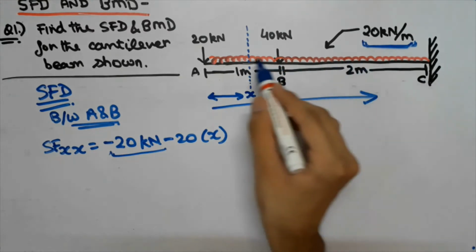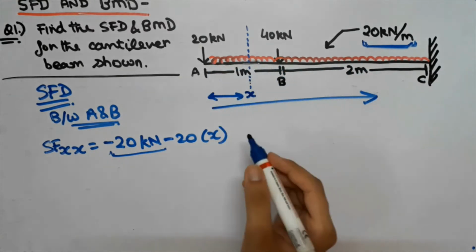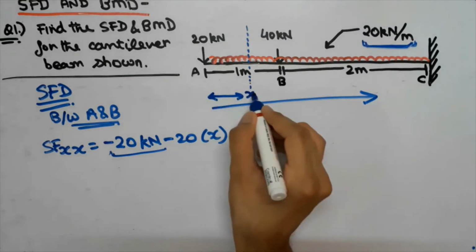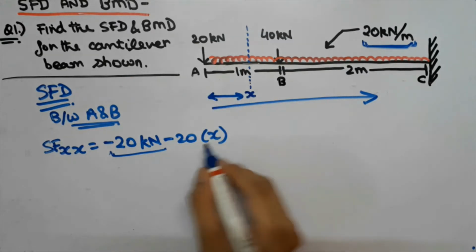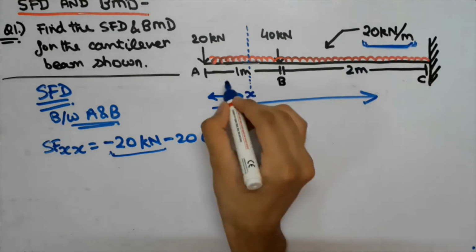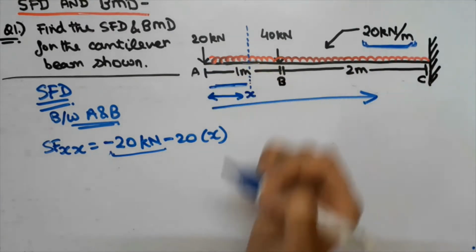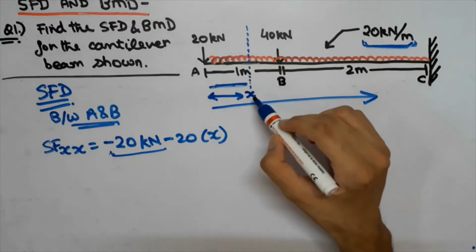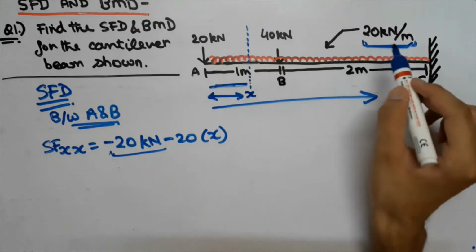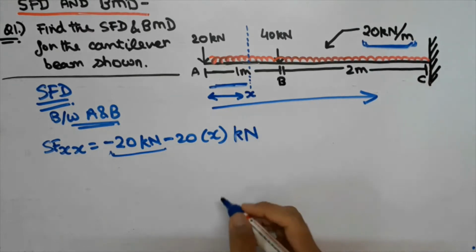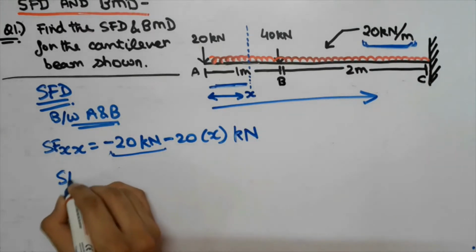That is, for now we are considering only A and B part, and in A and B part also we are considering only this part, that is till x. That is why we have multiplied this force by x, because we are considering this distance first, that is only this part of the UDL. And as we know x is in meters, so when we multiply x by 20 kilonewton per meter, it becomes the unit of kilonewton. So now we will further solve our question.